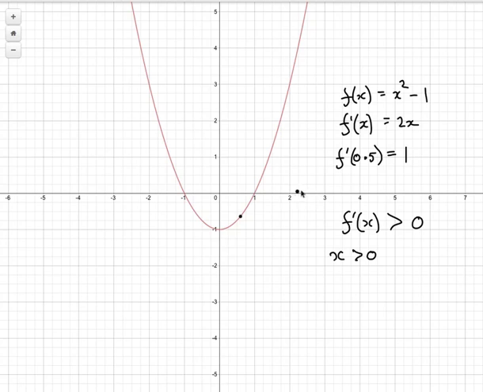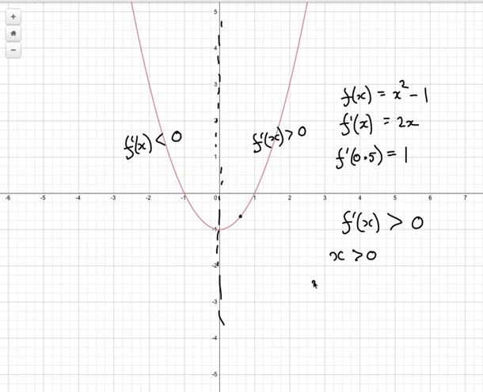whenever x is greater than 0. All these points to the right of the origin, and so this is the dividing line for f dashed of x. To the right here we have the gradient of the curve being greater than 0, and to the left we have the gradient of the curve being less than 0.